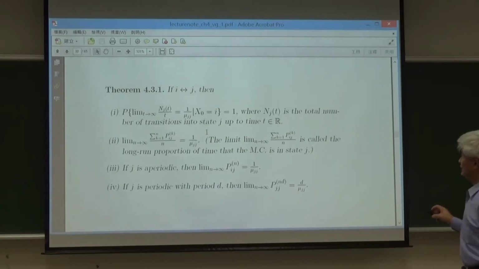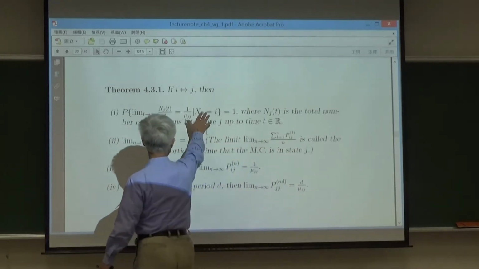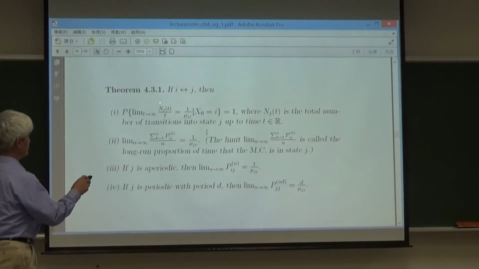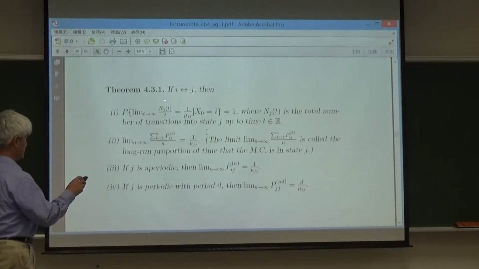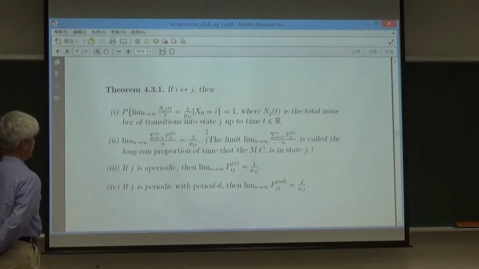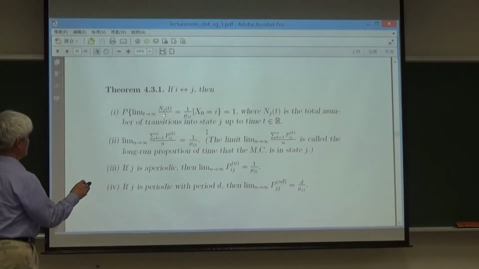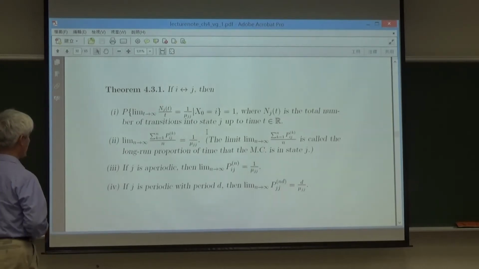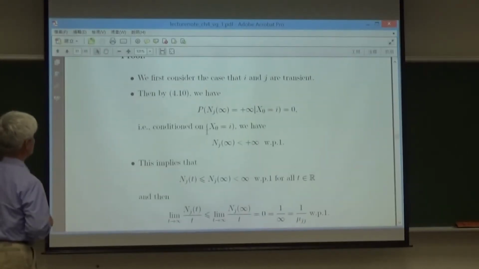So it's basically saying that, given the initial state is I, the fraction of time we visit state J as t goes to infinity is equal to 1 over the mean return time for state J. So this is the mean return time for state J. Okay, so let's see how to prove it.